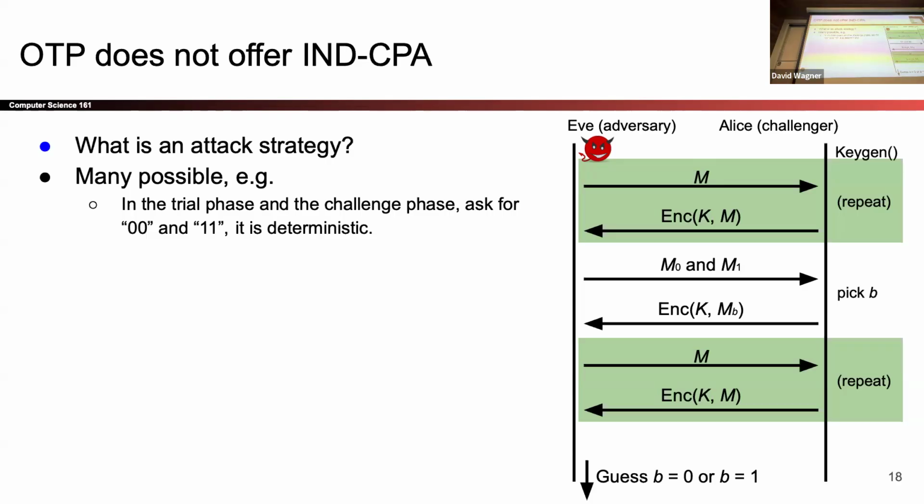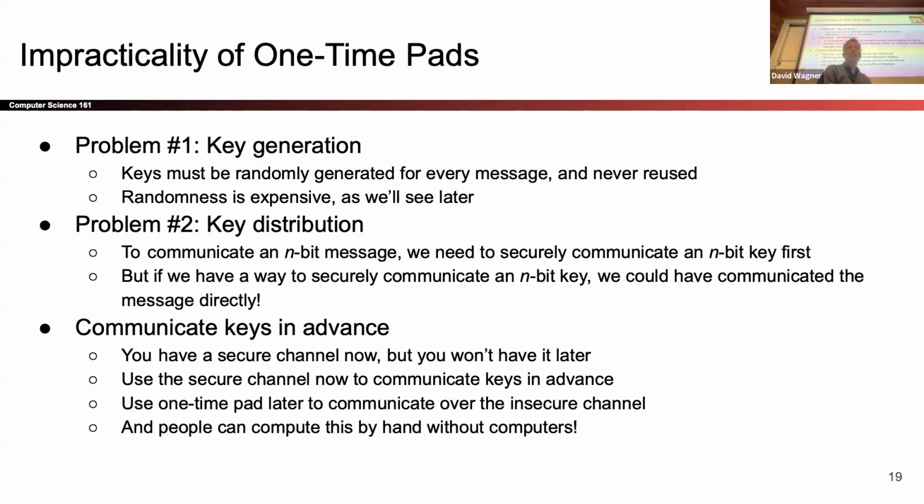So if Eve says, first, I want you to encrypt the all zeros message, and she gets to see the encryption, she learns the key. And then now if she says, okay, Alice, go encrypt whatever message you want, Eve now knows the key and she can decrypt the second message. So the one-time pad is not secure in this stronger sense that I laid out earlier. So the one-time pad is just not practical for a bunch of reasons. One is you need a bunch of keys. The second reason is we need to get those keys to everybody, which is not reasonable.